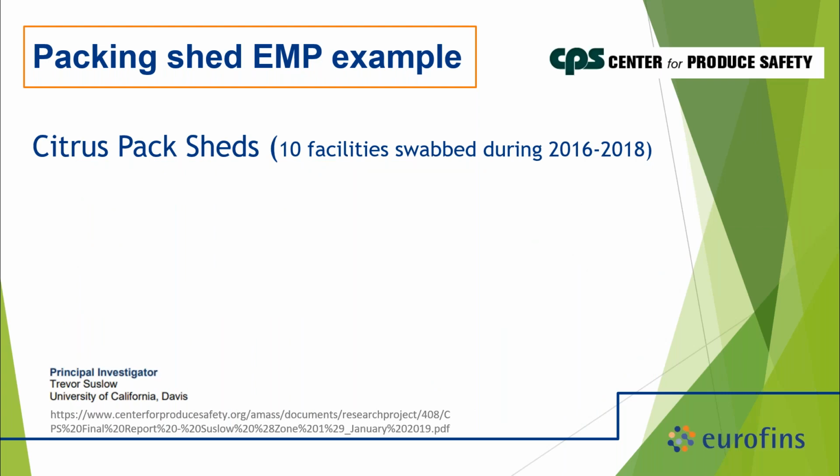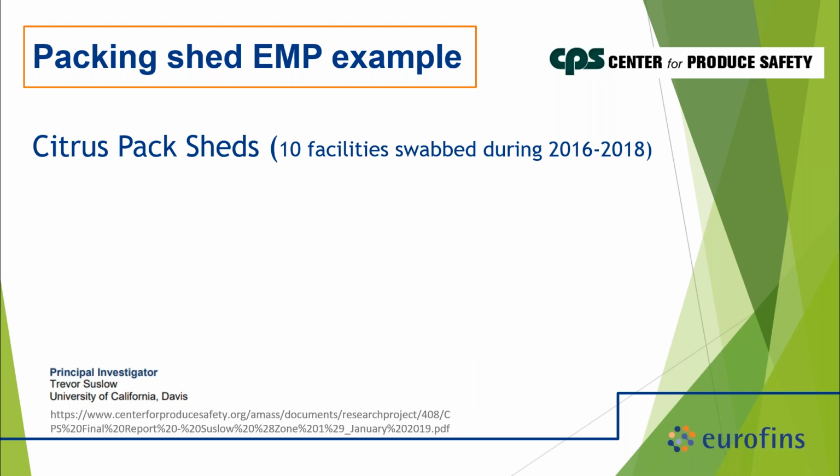So as an example, I'm going to highlight a project that was done for the Center for Produce Safety, which if you're not familiar with them, I encourage you to go check out their website. They have a ton of free information for you to glean from in respect to food safety risks in the produce industry per se. So let's look at the citrus pack shed. They did a study. Dr. Trevor Suslow at the University of Davis did this study in 2016 to 2018.